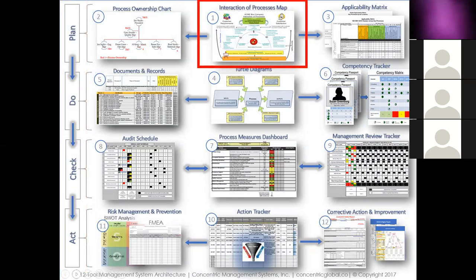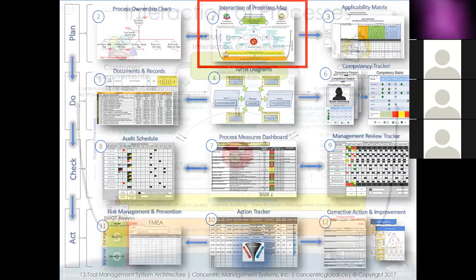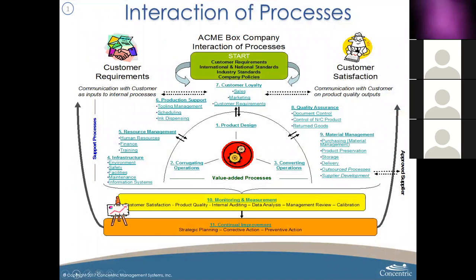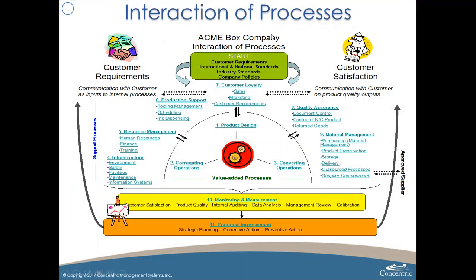So tool number 1, and this tool is very simple. It's something that has been asked for for years. It addresses the very first handful of clauses that are in the standard, and that is the interaction of processes map. So this is tool number 1. In this particular case, what we're using is an example of a fake company called the Acme Box Company. And at the Acme Box Company, there are processes that are value added, you can see in the middle, and then there are processes around the value added processes that are support, and then you have process 10 and 11, monitoring and measurement and continual improvement down at the bottom.